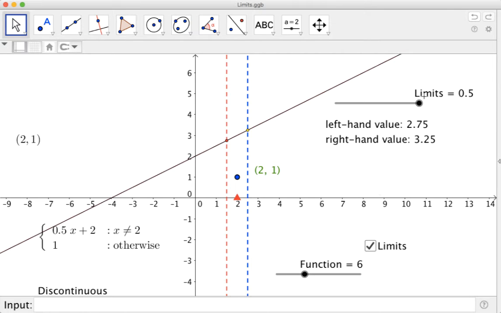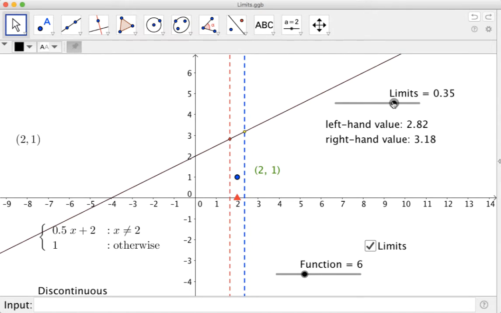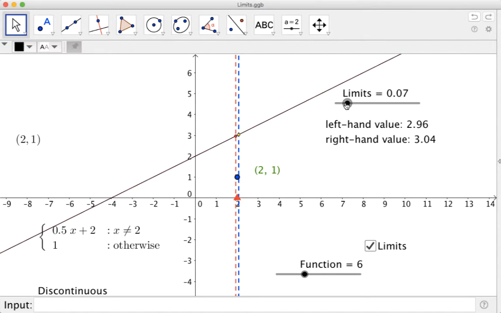The limits, on the other hand, as we approach from both sides, the limits, positive and negative, are approaching the value of 3. So even though when x is equal to 2, this function has a value of 1, the left and right-hand limits both have values of 3. So this function does have a limit at x is equal to 2. That limit is 3, even though f of 2 is not equal to 3. f of 2 is equal to 1.